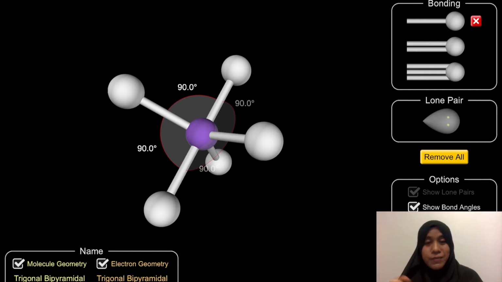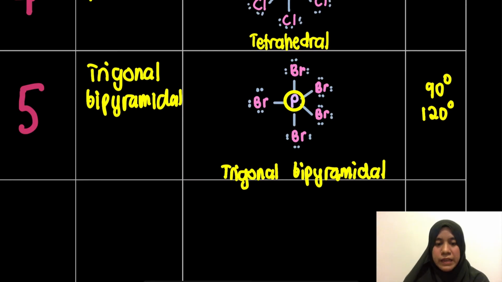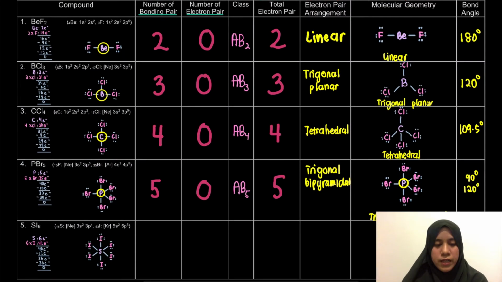Okay. Tak apalah. Tapi sepatutnya kamu tahu dia memang ada 2 bond angle. 90 degree dengan 120. 120 ni between the white one. Okay, so kita tengok situ molecular geometry dengan electron geometry is trigonal bipyramidal. The last one which is SI6.